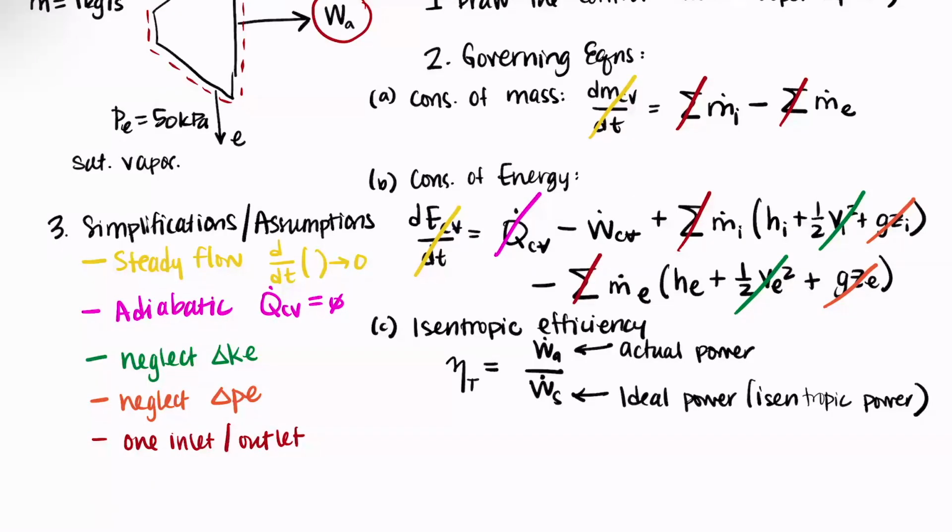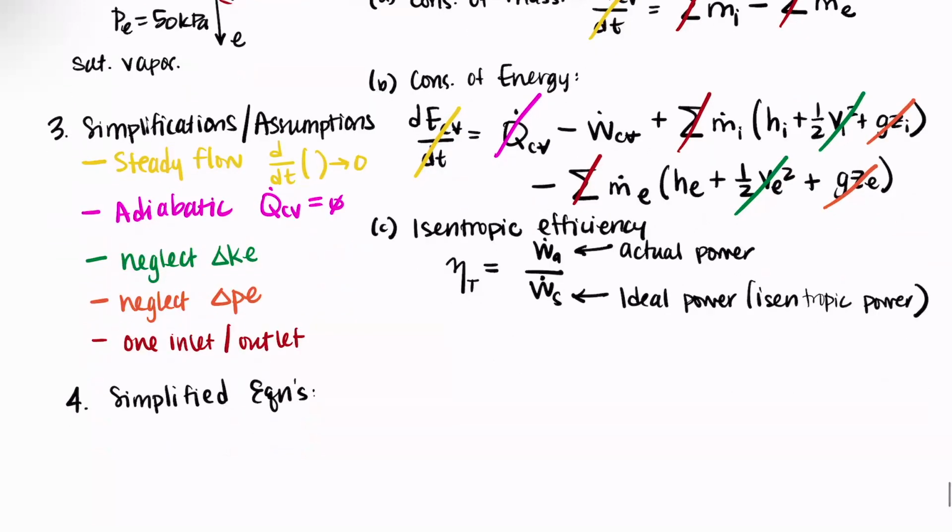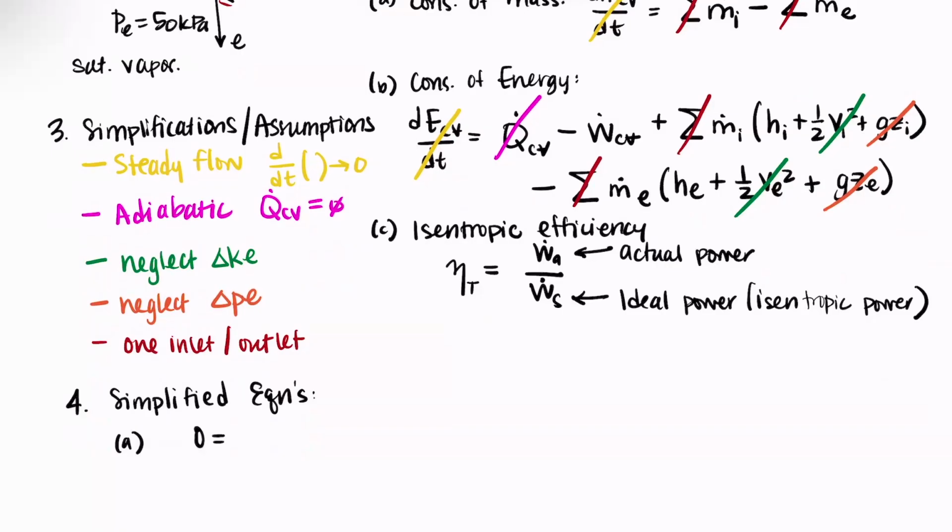So far, so good? Okay, so the next thing that I'm going to do is write out my simplified equations. For mass, I just have that 0 is equal to m dot in minus m dot out, which means that the mass flow rate in is equal to the mass flow rate out, which let's just call m dot. There's only one mass flow rate to concern ourselves with, okay?